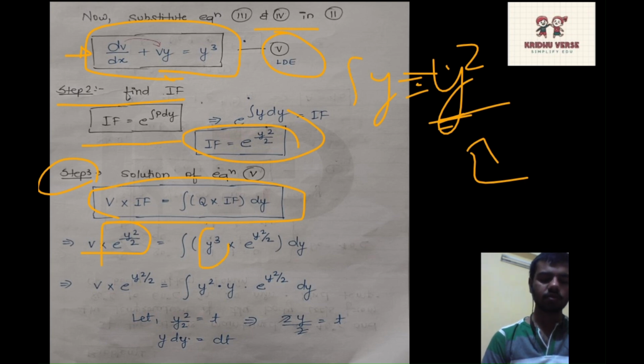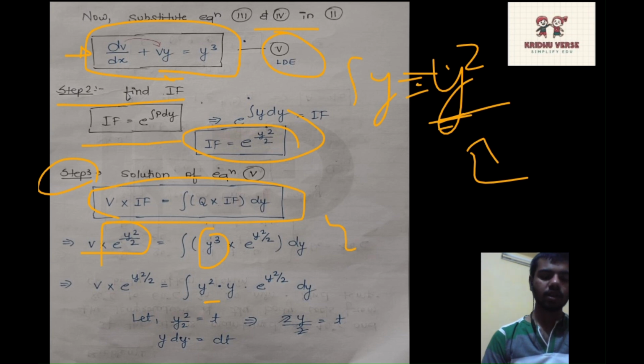y cube is our q, from equation number 5 we can see. So b into e power y square by 2 is okay. And it equals, we separate y cube into y square and y. We can make it now, this y square dot y. We can convert it, it's no problem. So as we converted it, it means y square dot e power y square by 2 dy.